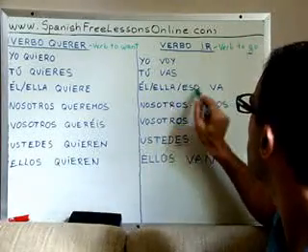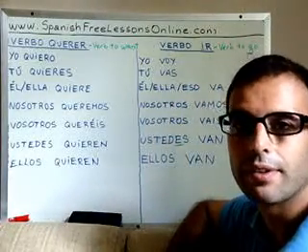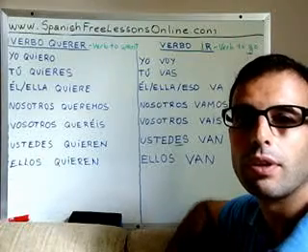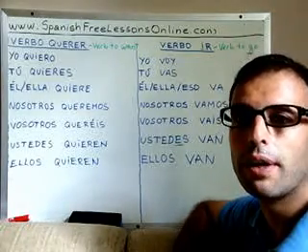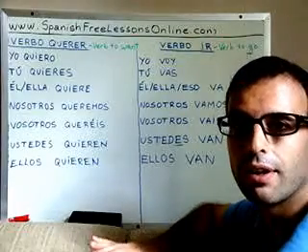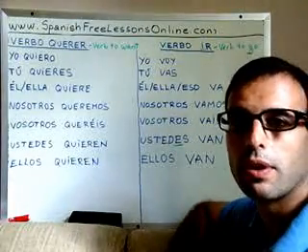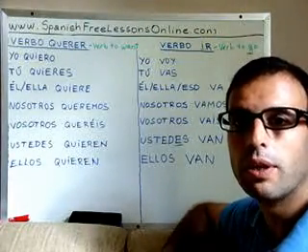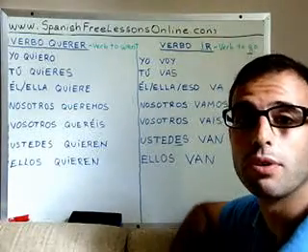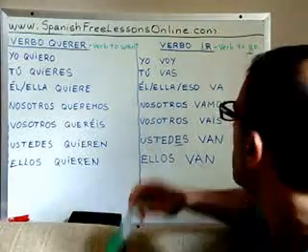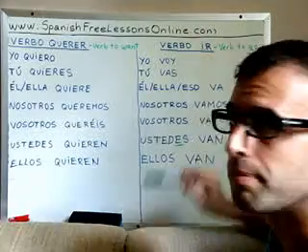Actually, eso va would be that, because if you want to say it goes, it's usually implied in the verb. You just say va, and that's all. You can omit the pronoun, it's already understood by the conjugation of the verb va.